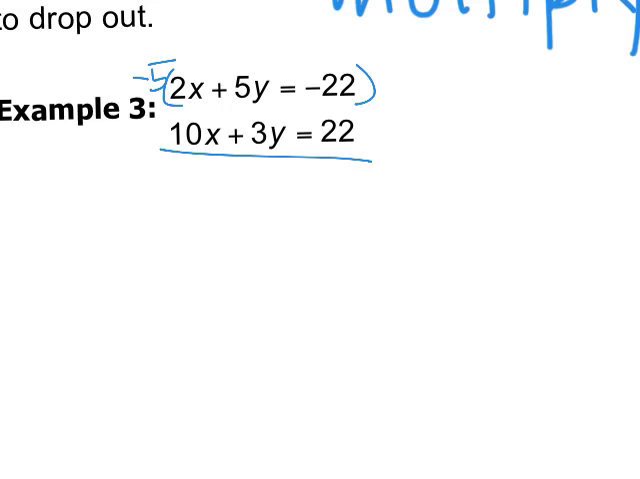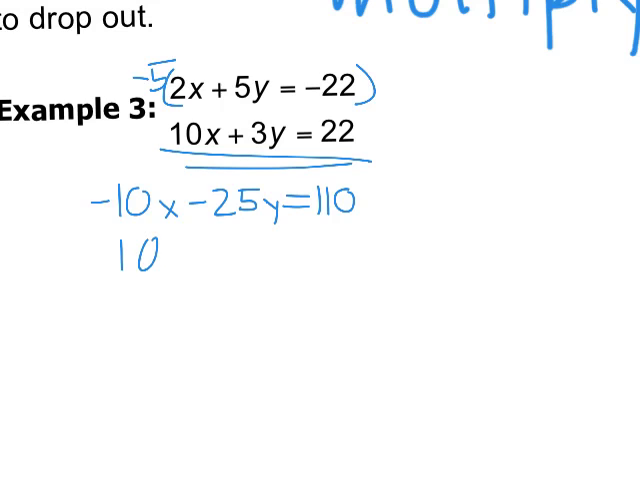Okay, so now let's rewrite. So negative 5 times 2x is negative 10x. Negative 5 times 5y is minus 25y. And then on the other side of the equal sign, negative 5 times negative 22 is 110. The second equation doesn't change, so let's just rewrite that. 10x plus 3y equals 22. And now I have opposites, and now I'm ready to add down.